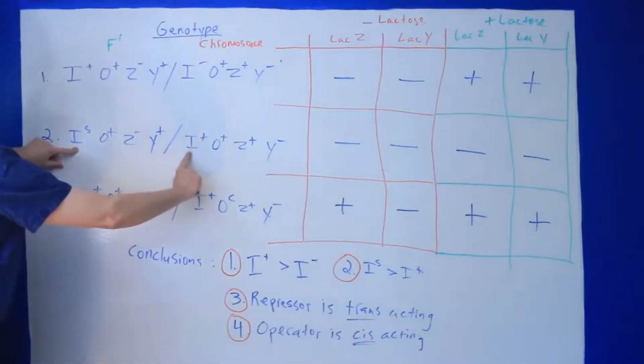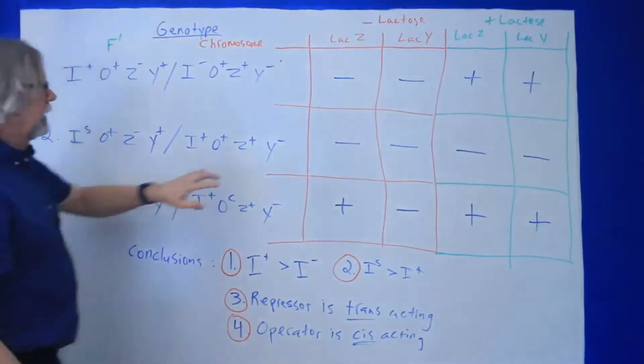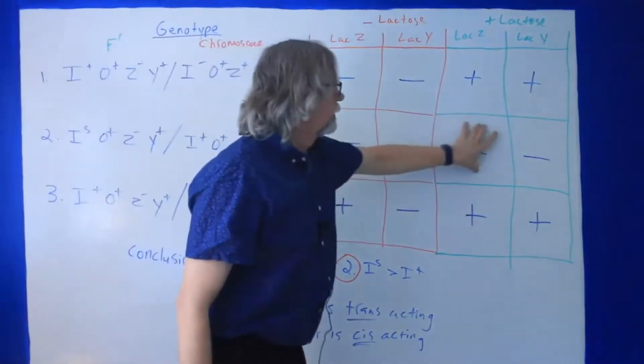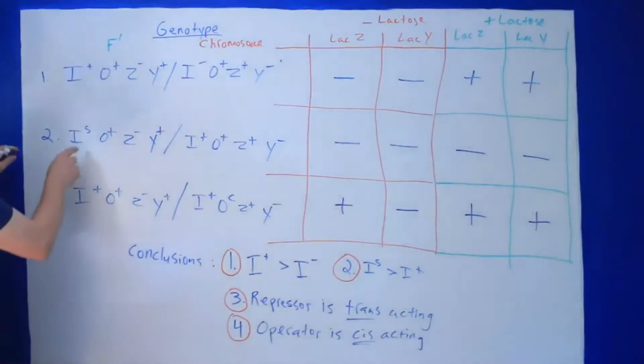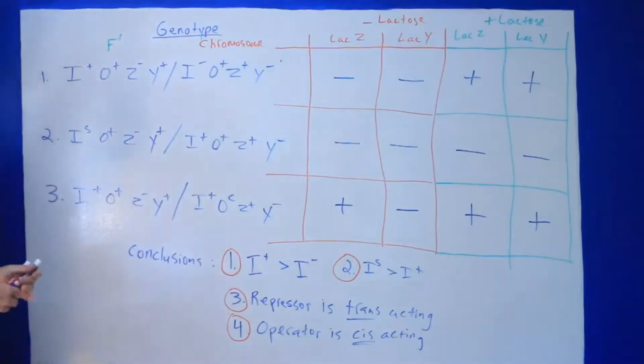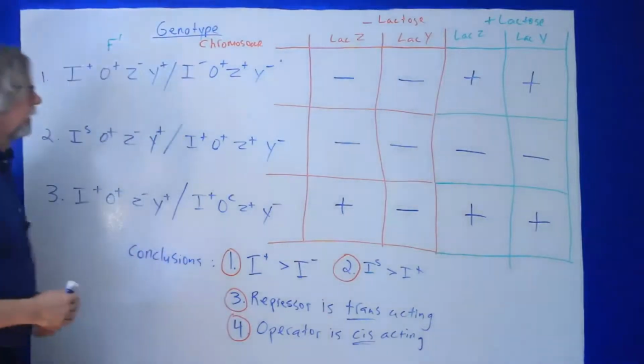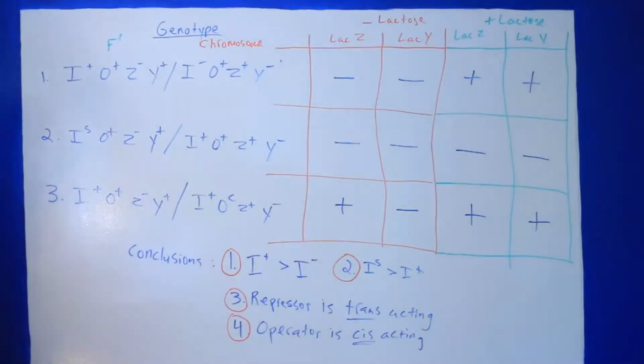Second conclusion, the super repressor is dominant to the wild type repressor. And we can see that because there is no induction for either allele. So this wild type repressor is masking, you would see induction normally from a wild type repressor. The super repressor is masking that. You don't see induction. So the super repressor is dominant to the wild type repressor. Third conclusion is that the repressor is transacting. What this means is the repressor doesn't matter whether it's linked to the operon or not.